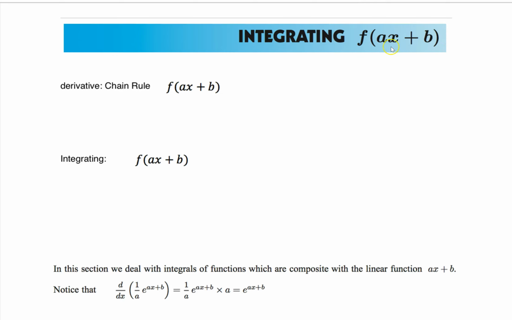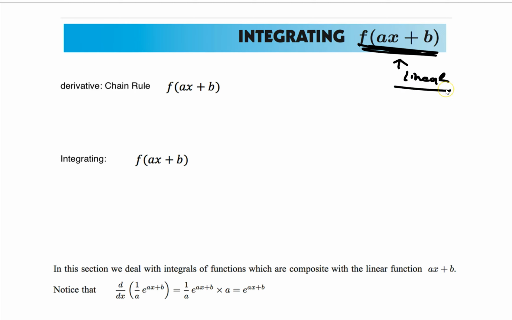Integrating f of ax plus b. So the general idea here is it's a more complicated integration. Essentially, what we're going to do is reverse chain rule. Now, there's a very important thing I'm going to point out at the very top. This reverse chain rule is only when the inside is linear.